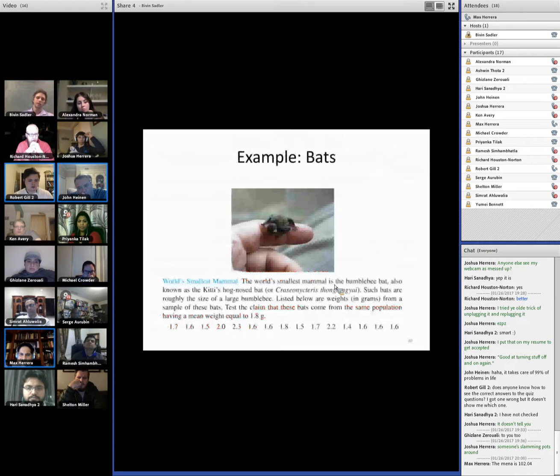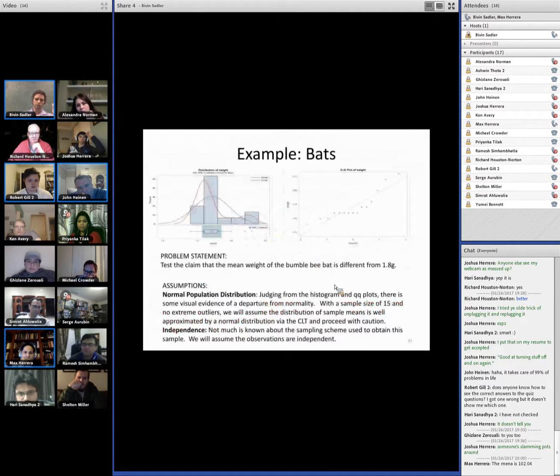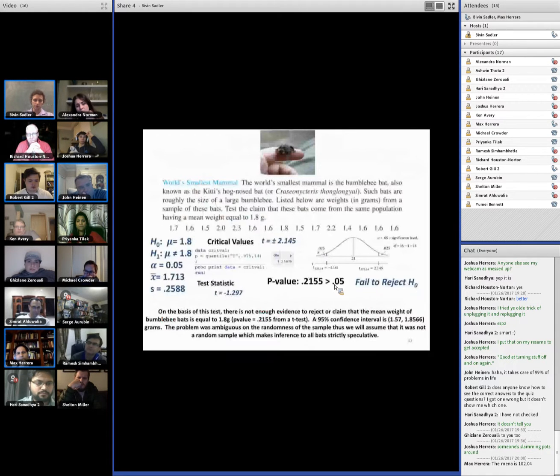I'm going to skip this example, although I think that's a really cool picture. I think this was on your homework assignment anyway, but that is the world's smallest animal. That's crazy. That is a bat. Okay, so moving on through that.